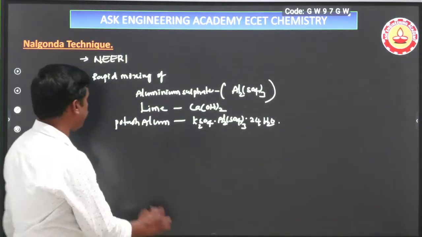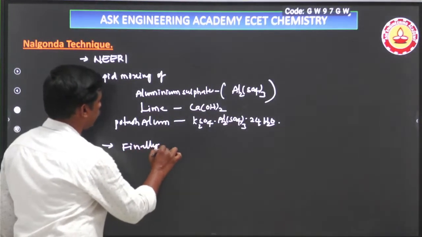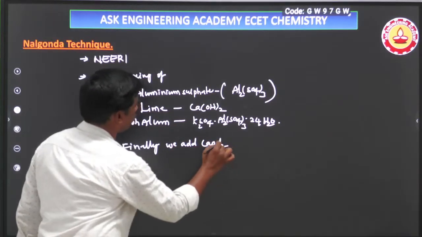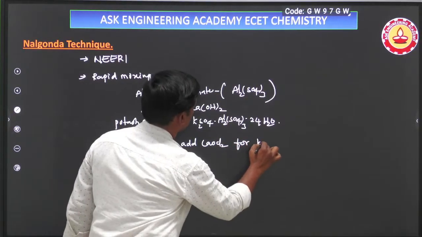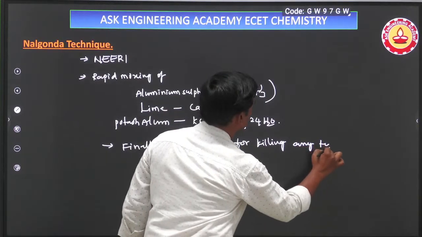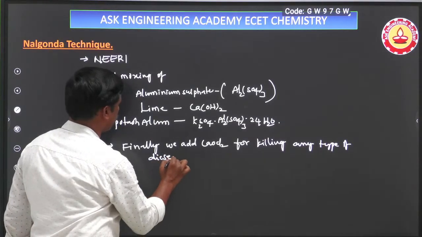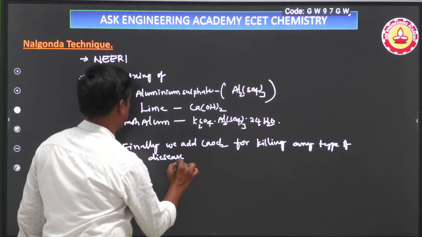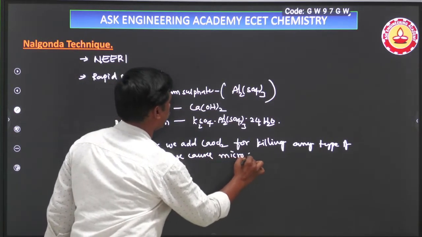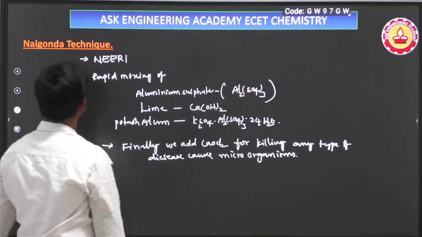Finally to going to add bleaching powder, finally we add CaOCl2 for killing any type of bacteria, any type of disease causing microorganisms. Okay, this is very simplest method.